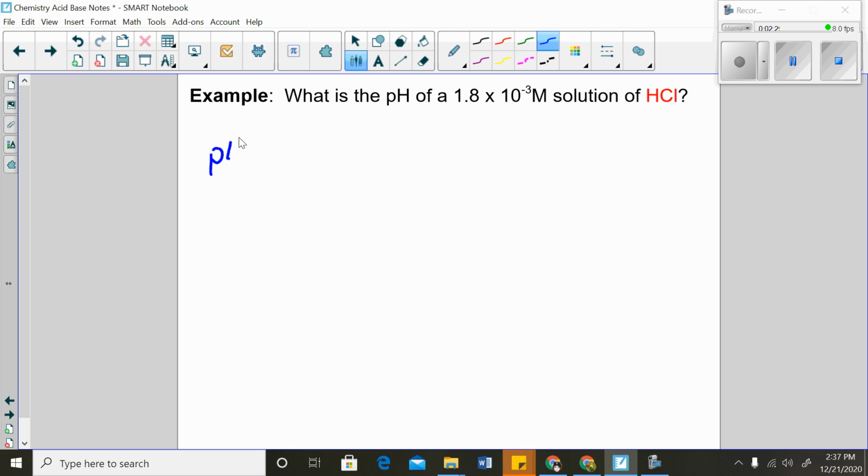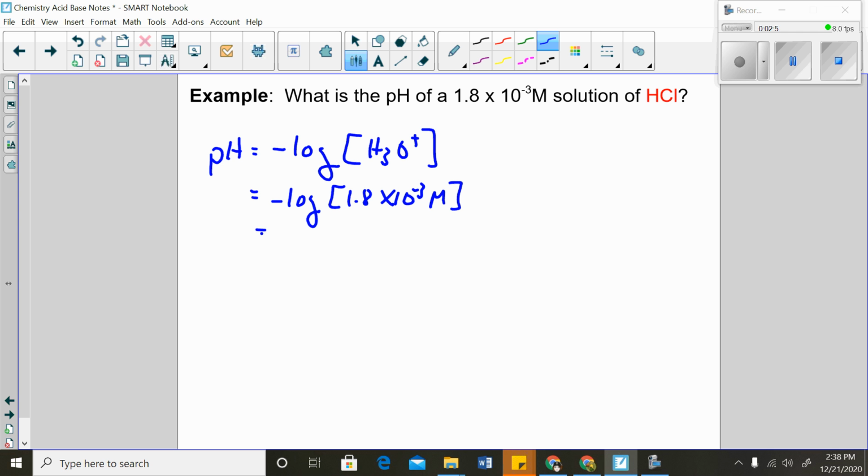That's hydrochloric acid. So the pH equals negative log H3O plus. So I don't have to give you H3O plus in the question, but I did indicate that this is an acid. That's the negative log of 1.8 times 10 to the negative 3rd molarity. Okay, again now. So maybe you're thinking that every time you type this in, it's just going to be the exponent. Not the case. That only works if you're dealing with 1.0. So let's try this again.